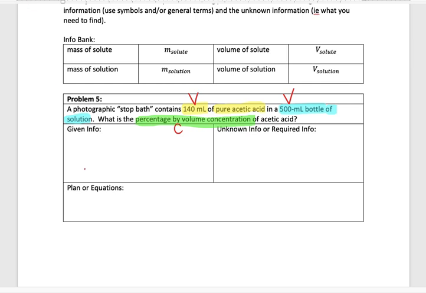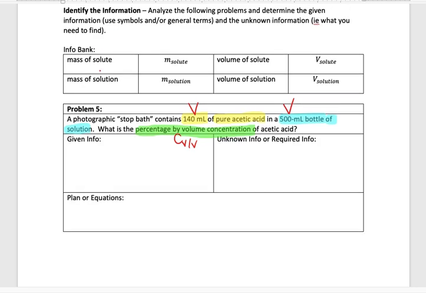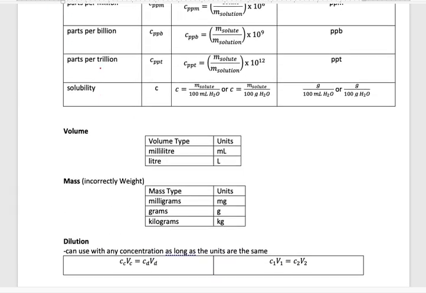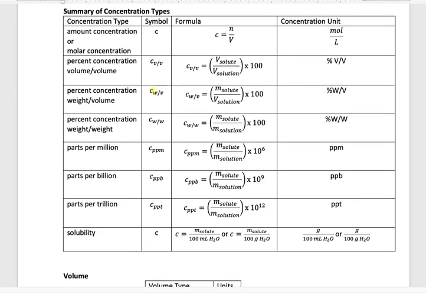From here, let's look at it more specifically. This is percentage by volume concentration, so all that's given is volume. If that's the case, it's the volume one. If it's percentage by weight, then it's the weight one. But if it's weight volume, it would say weight volume. So looking up here, we are looking at this one. It won't be these other two.